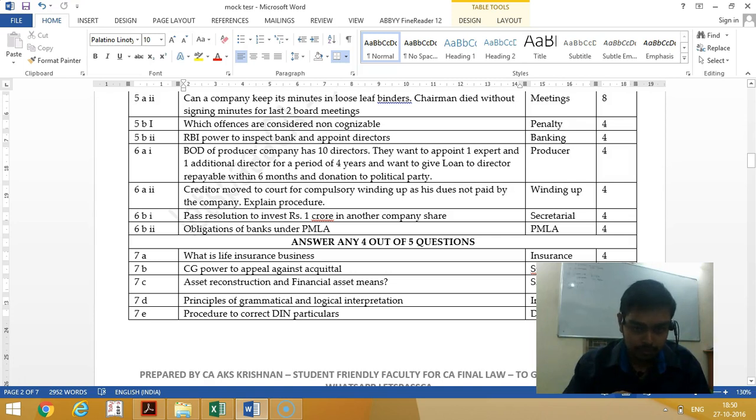Then, you have to pass a resolution to invest 1 crore in another company's shares. This is the resolution for investment. Which section? 186. Section 180 is prohibited for transfer. Next.